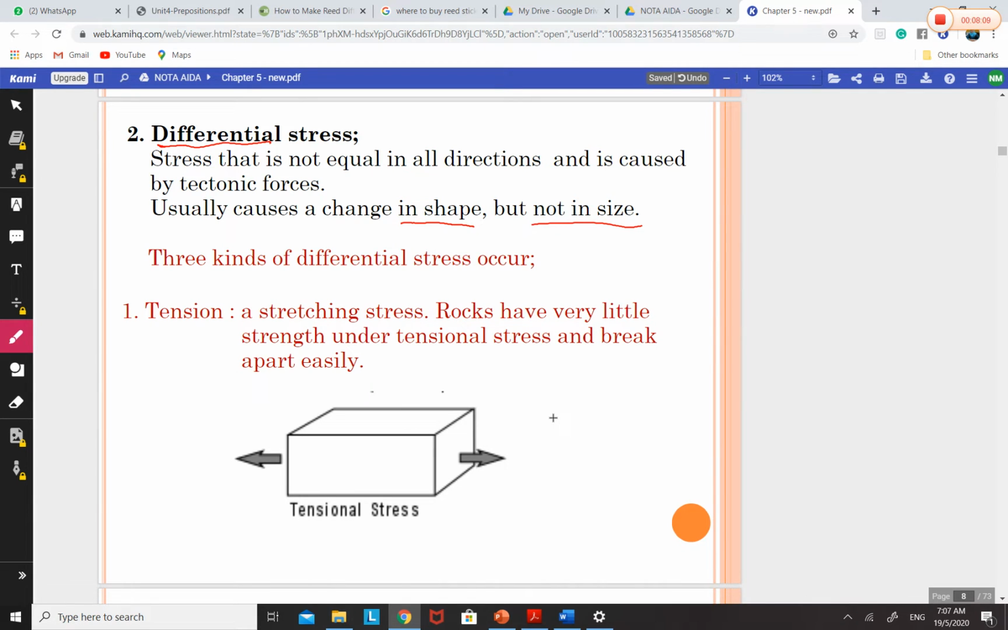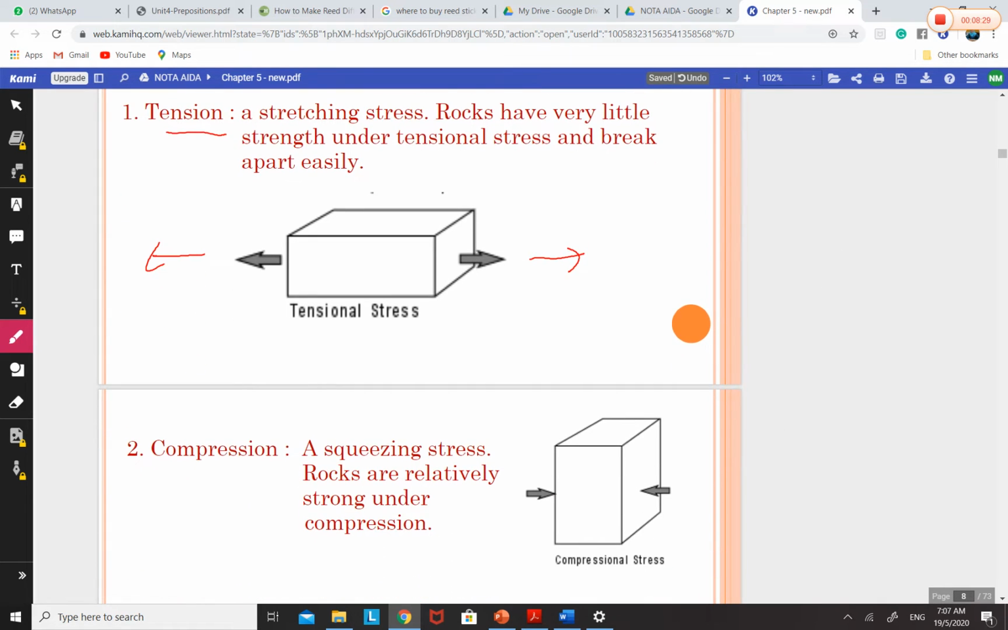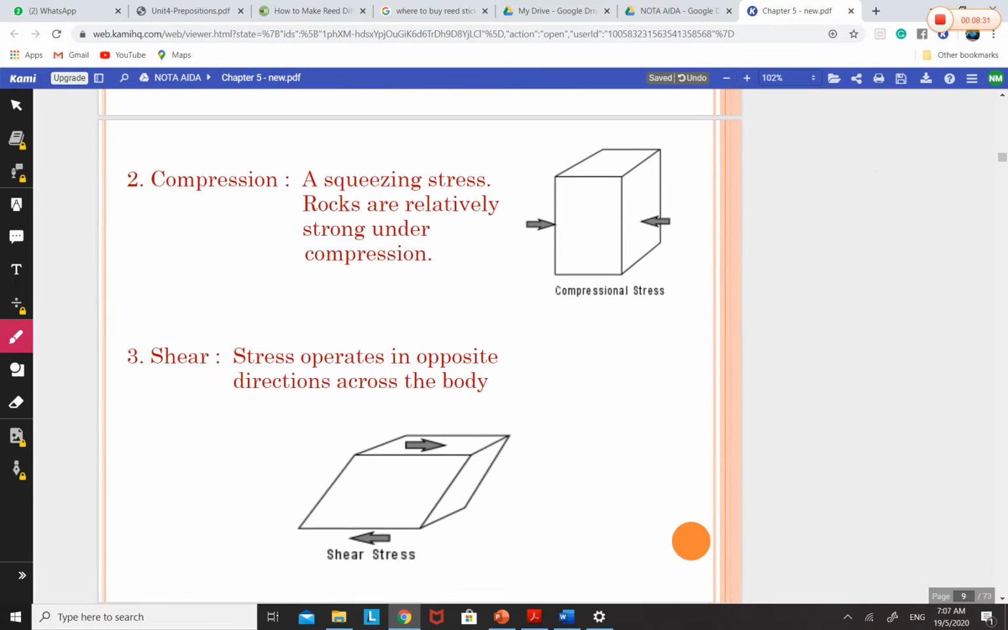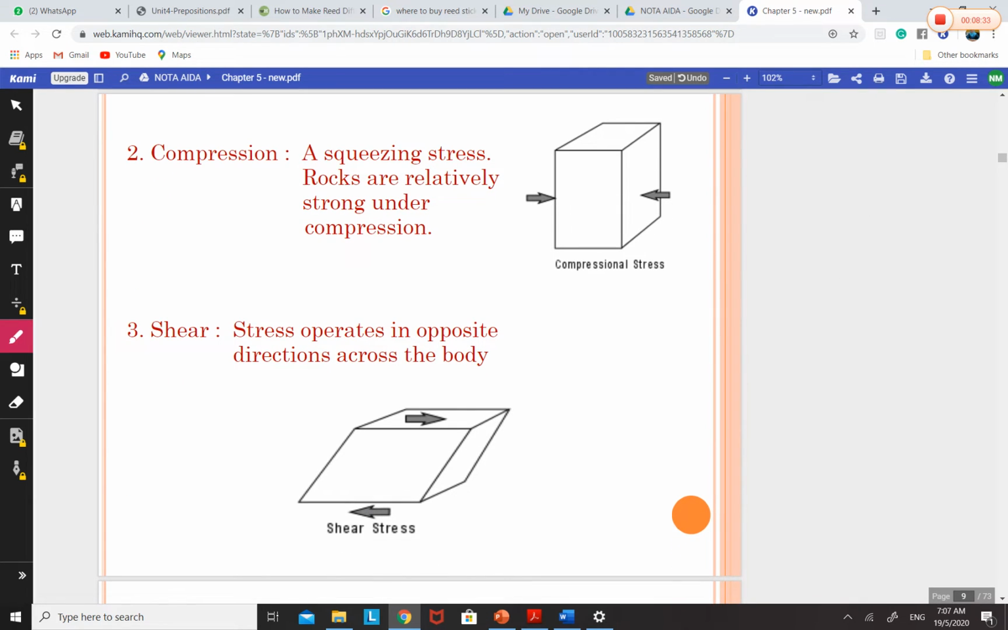In differential stress, there are another three types of stress. For example, we have tension, a stretching stress. When we pull left and right, the shape will change. And then compression, compression with differential stress, a squeezing stress.